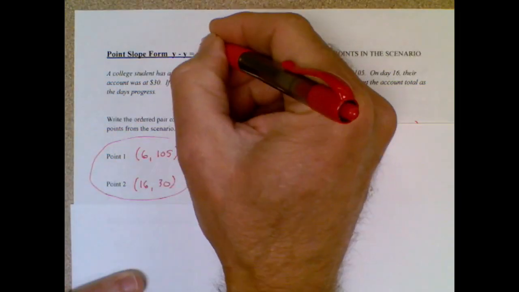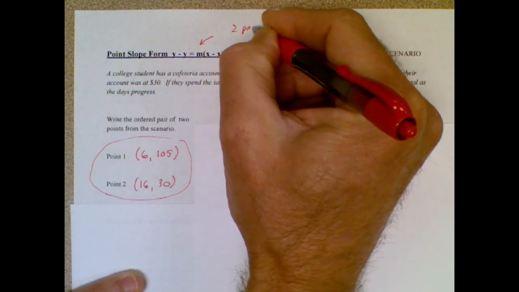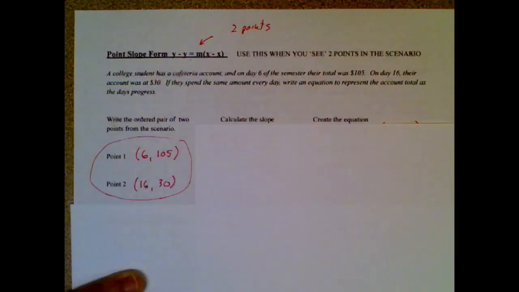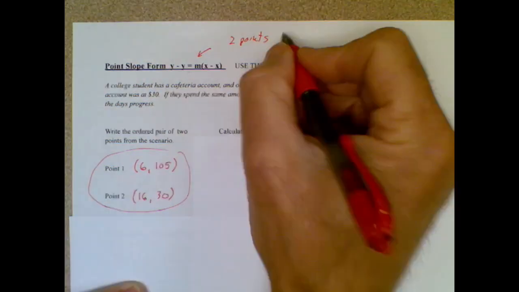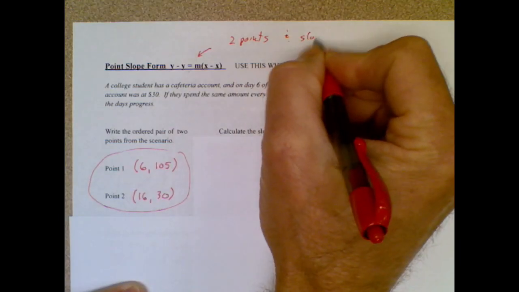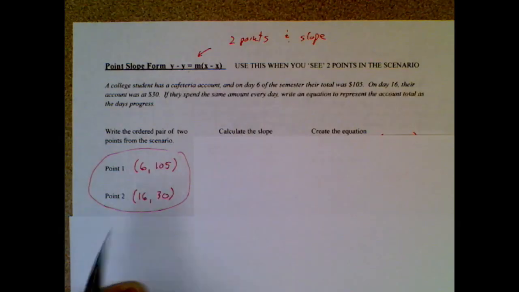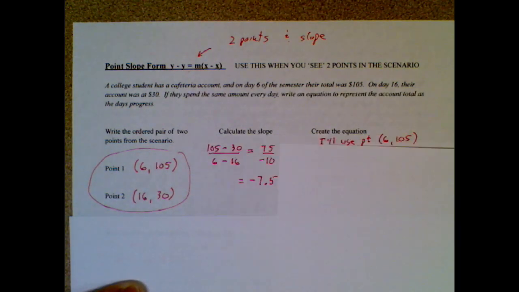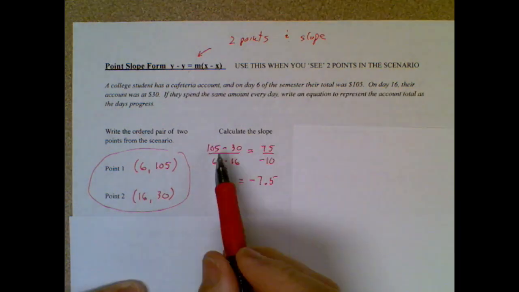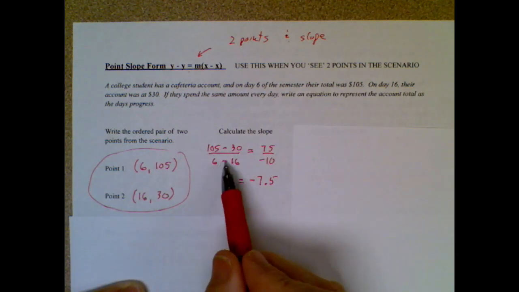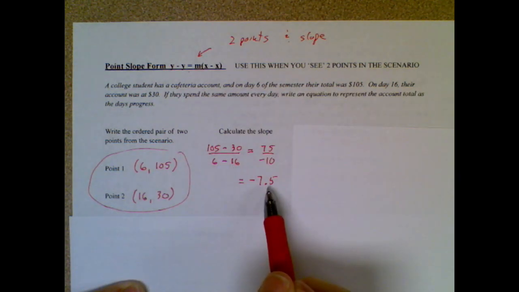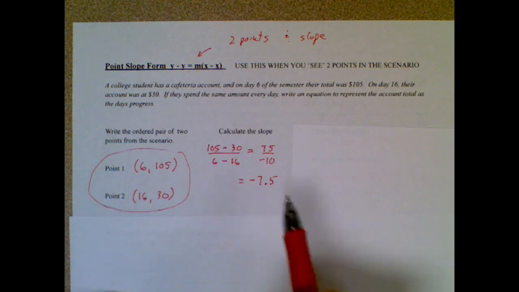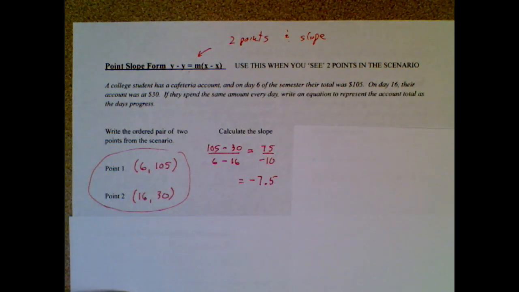Remember, when you use this form of the equation, you need 2 points, or actually any point, you just need 1 point, and you need a slope. Okay, well, now that I have 2 points, I can also calculate the slope. y minus y over x minus x gives me my slope. That should look familiar from the other side. And you can now create the equation.